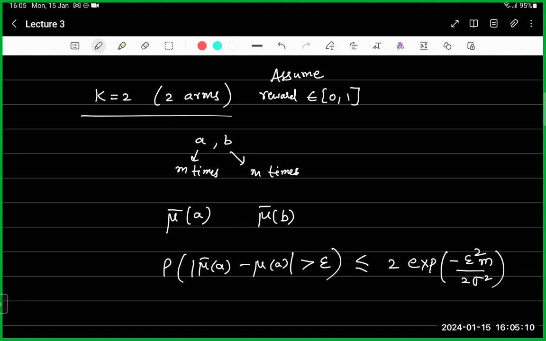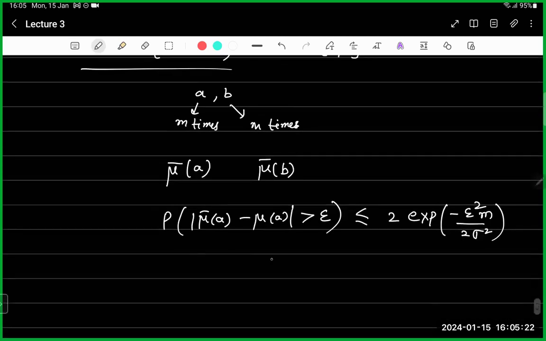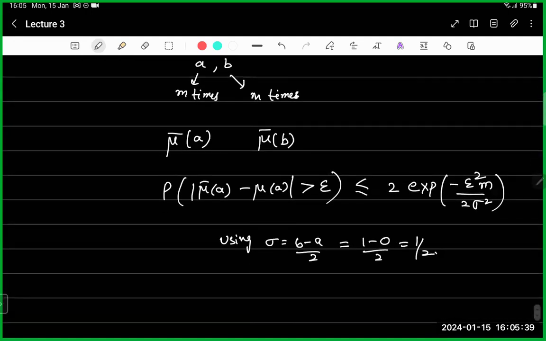And what is the sigma? B minus A by 2. So for this particular case, what is sigma? Using sigma equal to B minus A by 2, we get sigma equal to half. So we are indirectly using the Hoeffding inequality. In the last class, the last exercise was Hoeffding inequality, right? So we are just getting Hoeffding inequality from this. So, what do we have now?